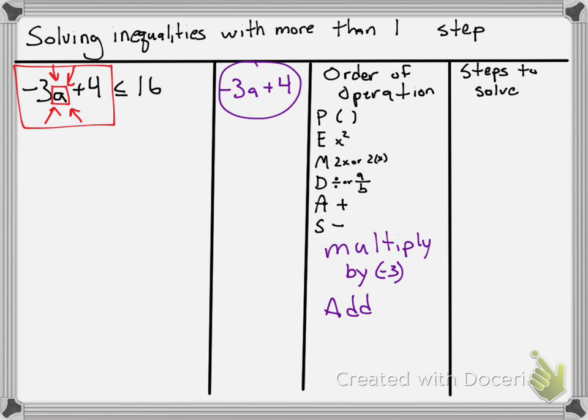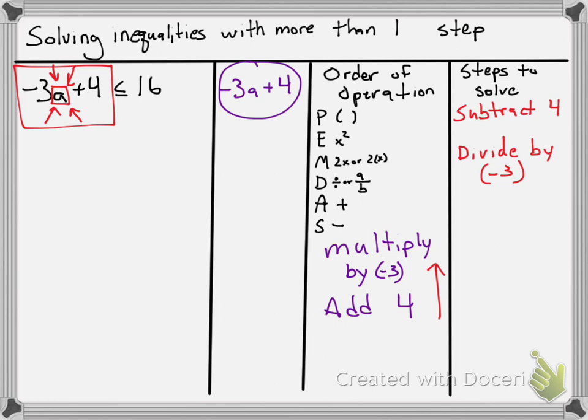So in order to do our steps to solve, all we have to do is the opposite of what's going on here, backwards. Instead of doing the multiply first, we're going to do the add first. But the opposite of add is subtract, so we're going to subtract 4 from both sides. And then we're going to do the opposite of multiplication, which is divide by negative 3 again. So this is the order we're going to do to solve.